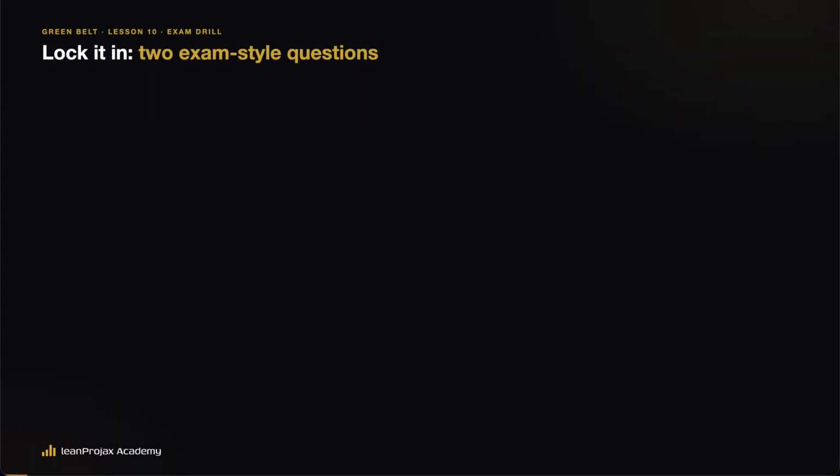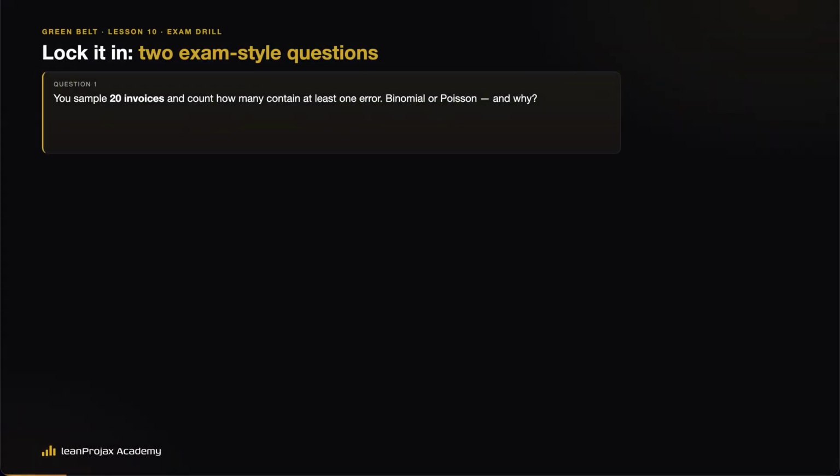Exam drill. 2 questions. Question 1. You sample 20 invoices and count how many contain at least 1 error. Binomial or Poisson, and why? Pause here if you need a moment. Binomial. You're counting defective invoices out of a fixed sample of 20, each one simply good or bad.